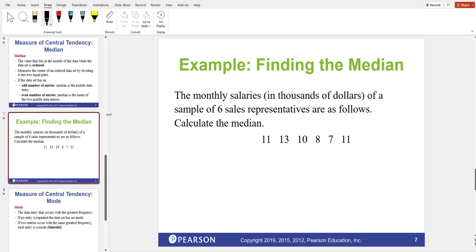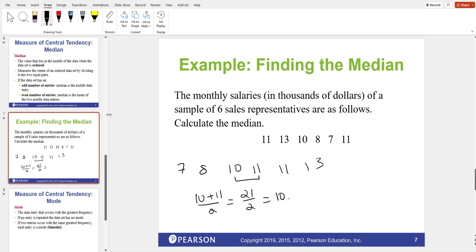Once again, we're going to go back to our example, and we're going to put these in numerical order. We have a total of 6 data values, so we're going to look at the middle two numbers and take the mean of those numbers. We take 10 plus 11 and divide by 2. We get 21 over 2, which is 10.5.